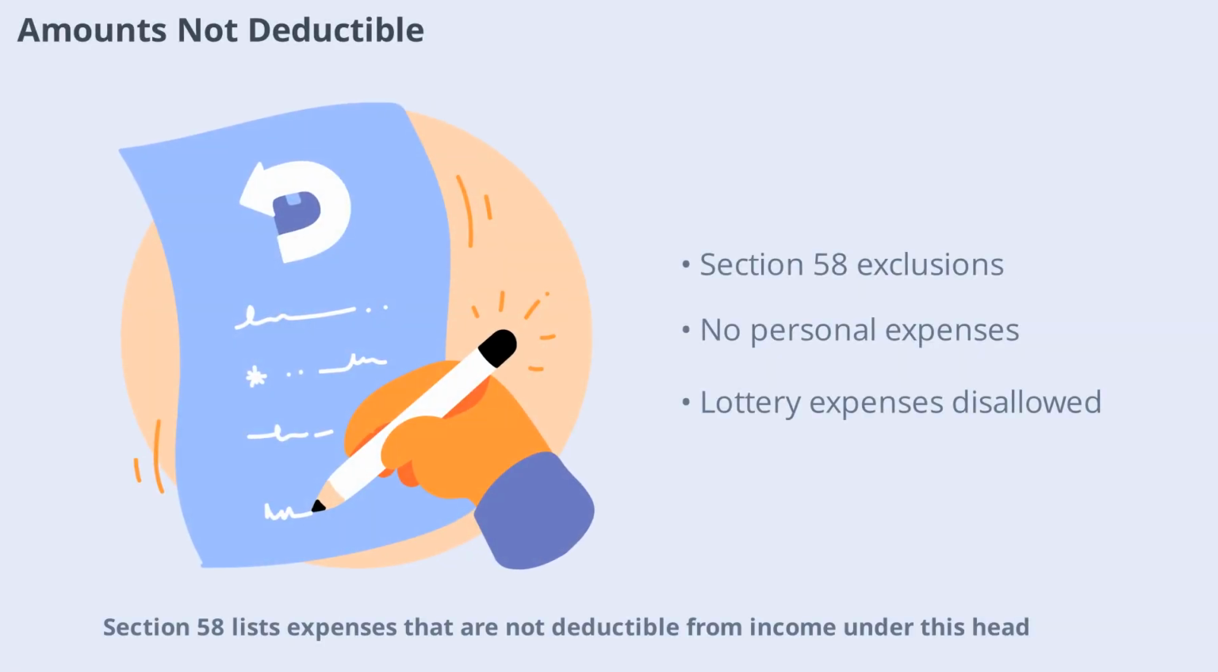Section 58 lists expenses that are not deductible from income under this head. These include personal expenses, interest on salary paid outside India without tax deduction, and any expenses incurred for earning lottery or gambling income. This ensures that only legitimate expenses are allowed as deductions.